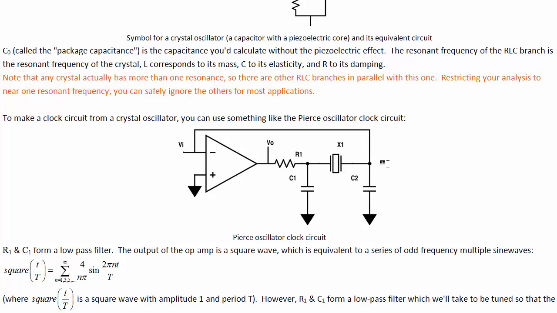So what's going on is the op amp is outputting a square wave of some kind, like the crystal's moving around, and let's presume that it's outputting some kind of a square wave.